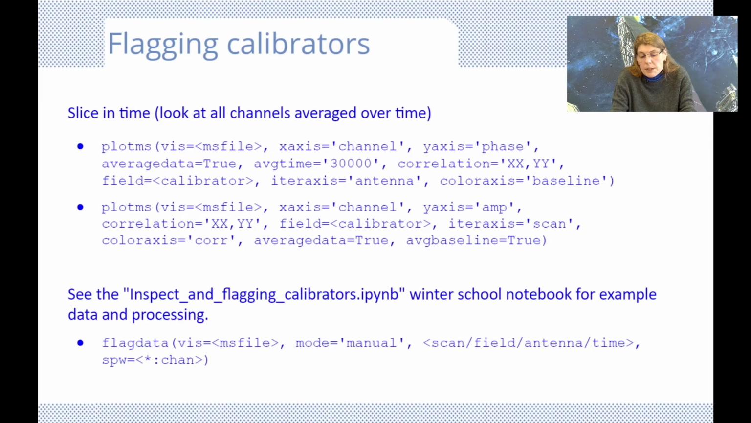First off, we will check the phase stability both in frequency and time. If the visibility phases for a calibrator are not reasonably stable over time and across channels, antenna-based calibration is not likely to be successful.